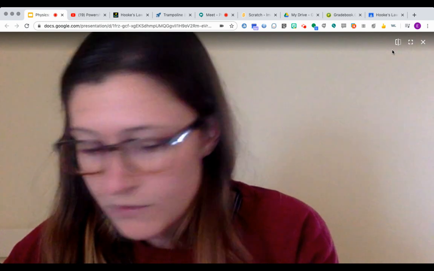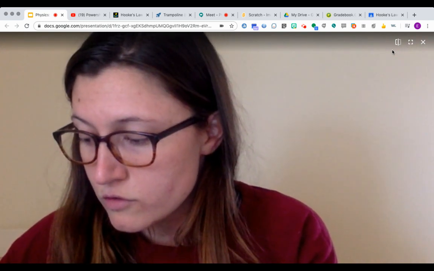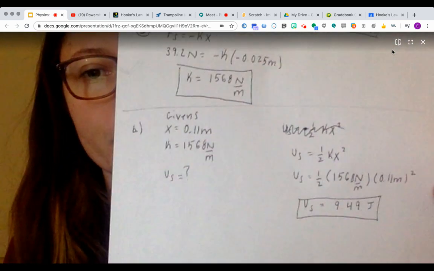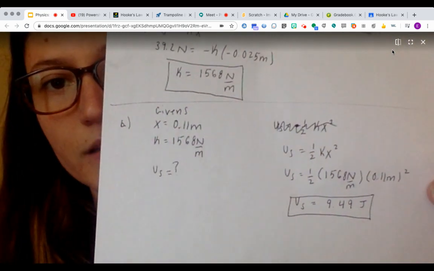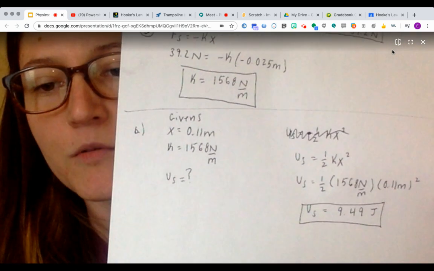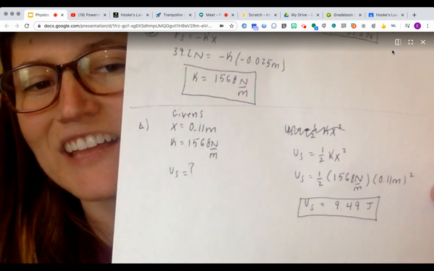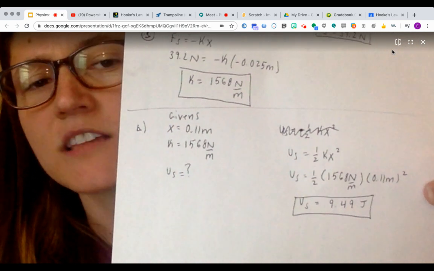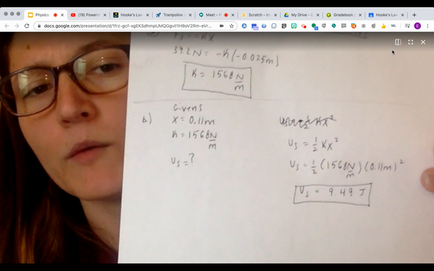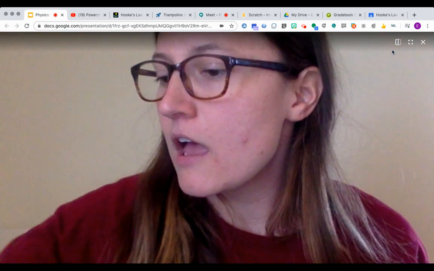And what are our units? Our units are joules. Okay, so we have 9.49 joules of energy stored in this spring due to its stretch or compression distance of 0.11 meters.